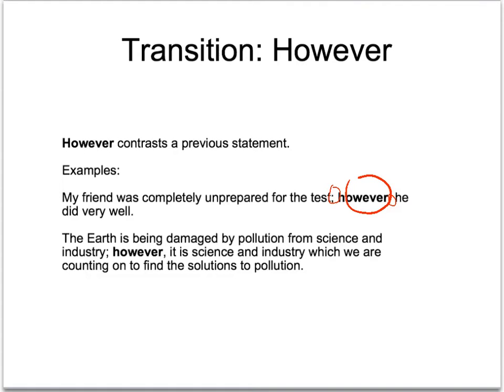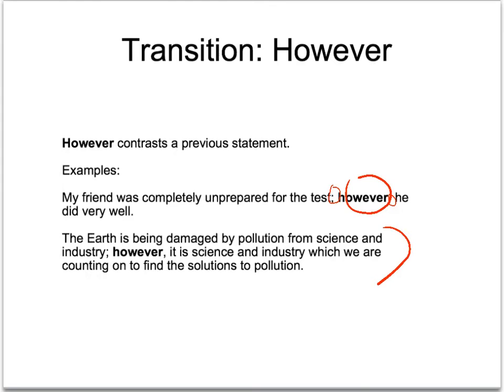So, the listener or the reader would think that because he wasn't prepared for the test, he's going to fail the test or do poorly, but in fact, he did very well. So we use the word however to show a contrary result or position. The second example here, the earth is being damaged by pollution from science and industry. That means that scientific development or businesses or corporations that do a lot of building are creating pollution which is damaging the earth. However, it is science and industry which we are counting on to find the solutions to pollution.